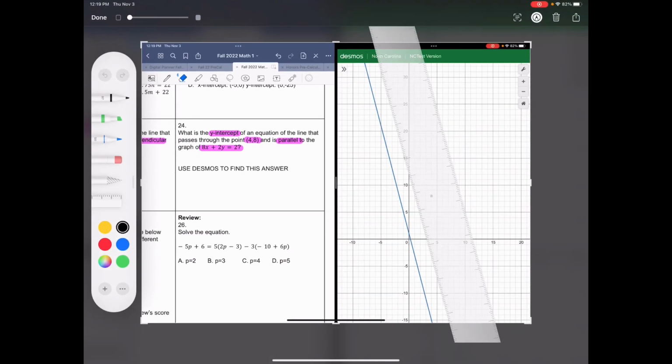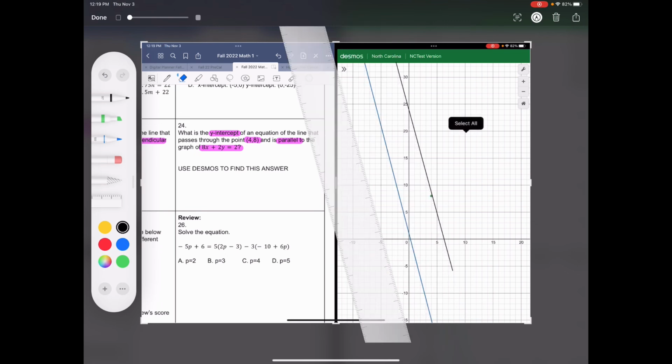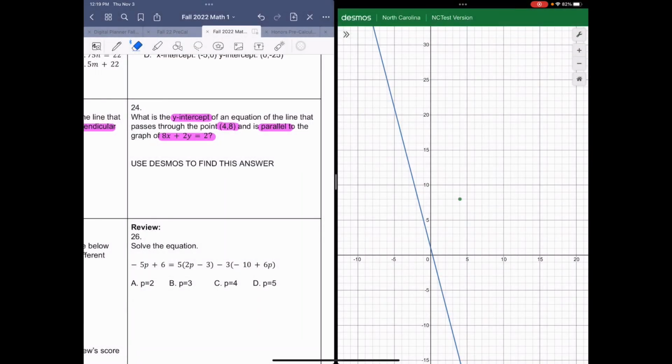So we're going to look and we can see if I line that up right there and I draw a line, I can see that it looks like it crosses right there at 24. So my y-intercept for this problem would be 24.